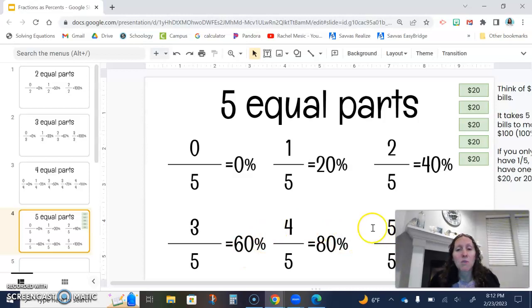So these are some common fractions that you are going to see throughout the rest of your math career. So you really want to try to memorize these. So we're going to play a Gimkit today to just practice all of these fractions and percents.